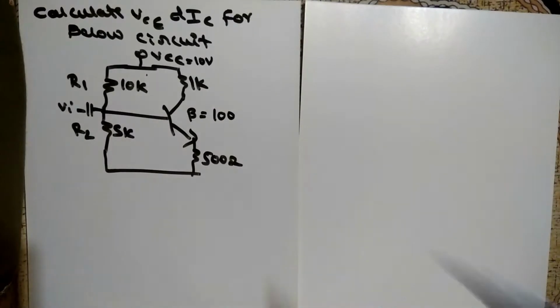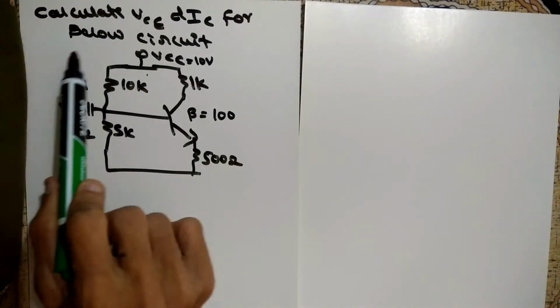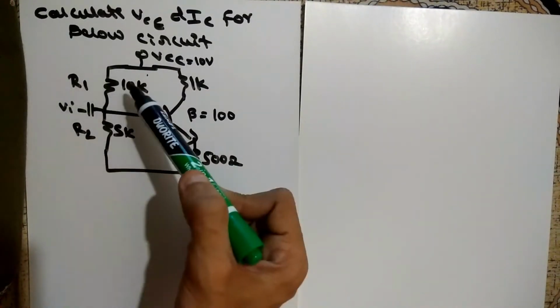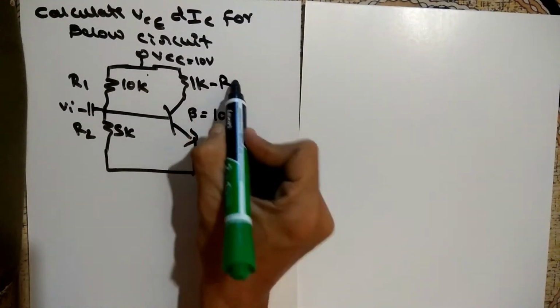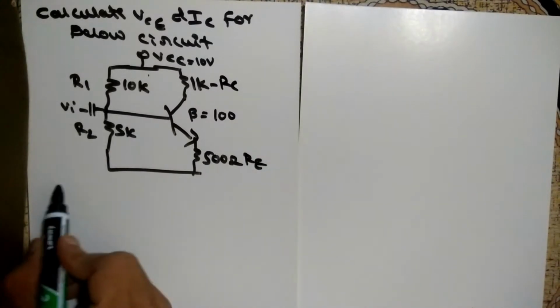You can do some problems on the voltage divider bias circuit. Calculate VCE and IC for the below circuit where VCC is given as 10 volts, and resistors R1 and R2 are 10K and 5K respectively, RC is given as 5K, RE is given as 500 ohms, and beta is given as 100. So how to do this?